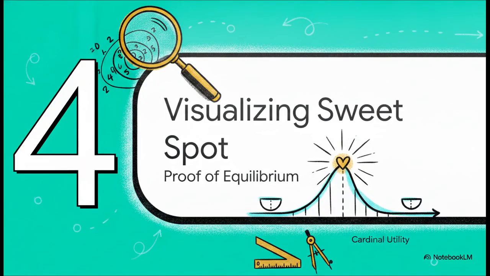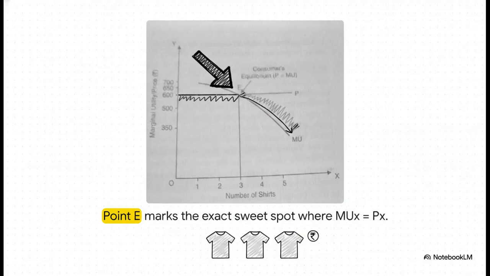Which leads us nicely into Section 4, visualizing the sweet spot, the graphical proof of equilibrium. We've seen the raw data, but to truly lock this concept into your mind, let's take a look at the visual proof. Pay close attention to point E here. You see that downward sloping curve? That represents our dropping satisfaction, and it perfectly intersects the flat, horizontal 600 rupee price line. If you follow point E straight down to the bottom axis, it lands exactly on the third shirt. This right here is the consumer's equilibrium. It visually proves the exact, precise moment the rational buyer decides they've had enough, perfectly matching utility to price.